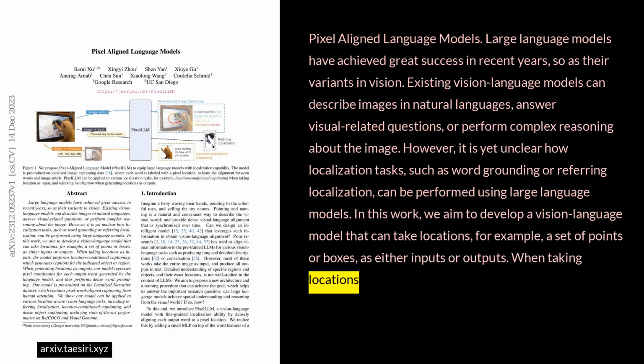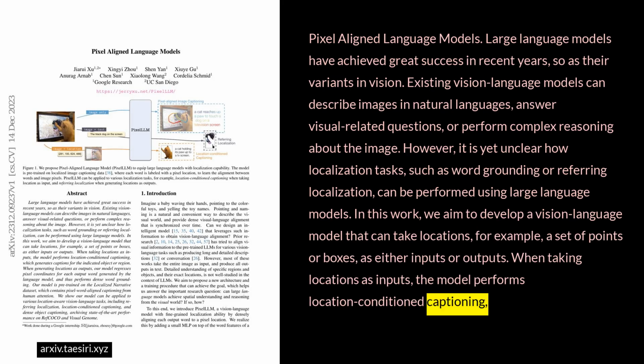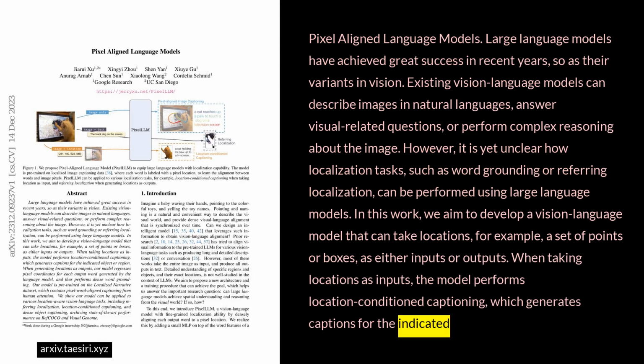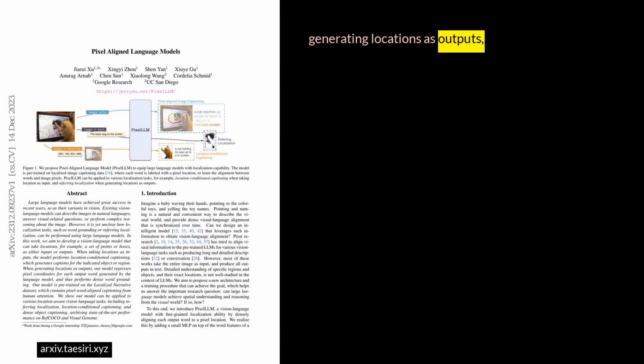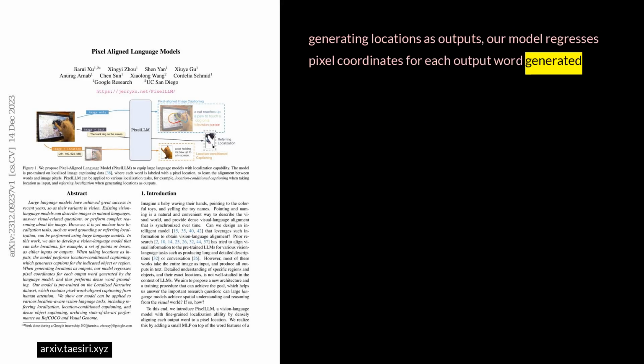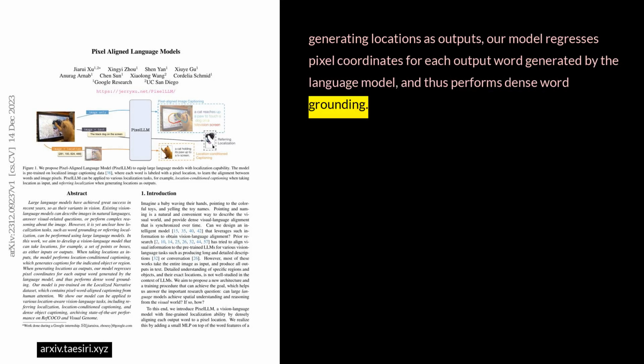When taking locations as inputs, the model performs location condition captioning, which generates captions for the indicated object or region. When generating locations as outputs, our model regresses pixel coordinates for each output word generated by the language model, and thus performs dense word grounding.